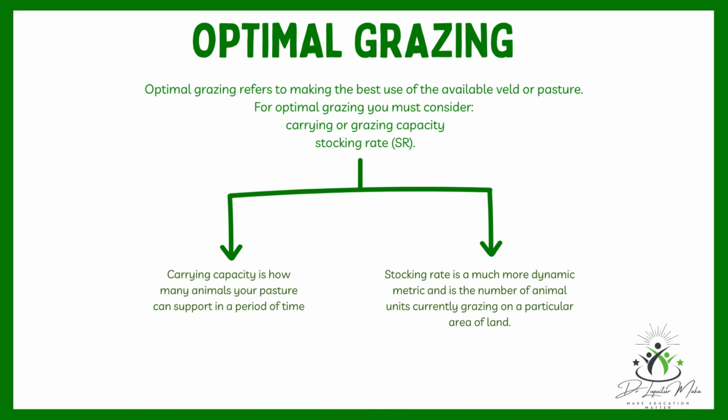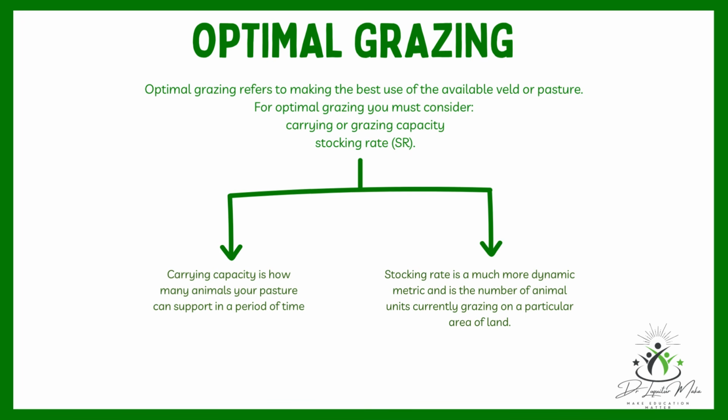Now, what is the grazing capacity? The grazing capacity is basically how many animals your pasture can support in a period of time. The area that is required to maintain these animals over a period of years without deteriorating the vegetation or soil is called the grazing capacity.